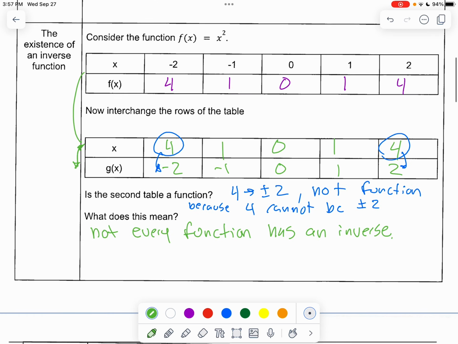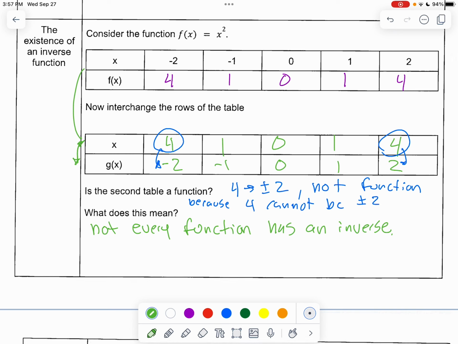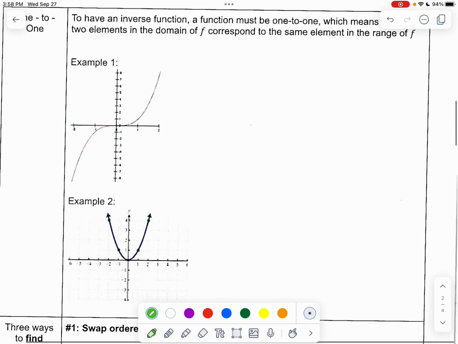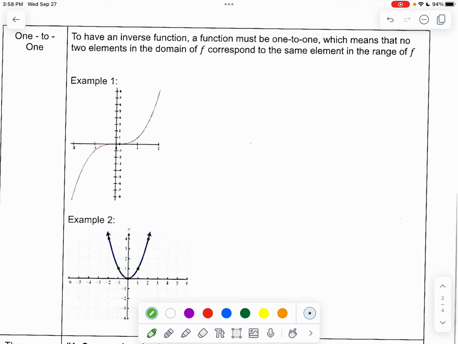So when we go to look for inverses and solve them the informal way, we're going to find a function, but then we have to determine if that's actually an inverse function or not. So moving on to the next page. We're looking at this idea, one-to-one. To have an inverse function, a function must be one-to-one. That means that no two elements of the corresponding f function have the same element in the range, right? So we can't go to the same value, and that's what it means in order for us to actually verify if we have an inverse.